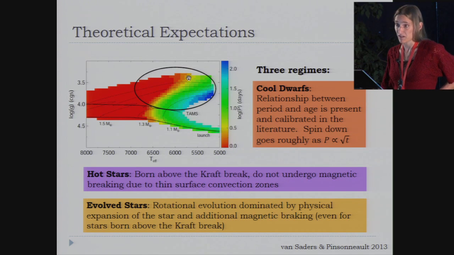And so these two physical effects give you a relationship between period and age, but it's different than that which exists on the main sequence, and it has not yet been calibrated in the literature. So when you think of gyrochronology, it's only these stars here that are valid targets.